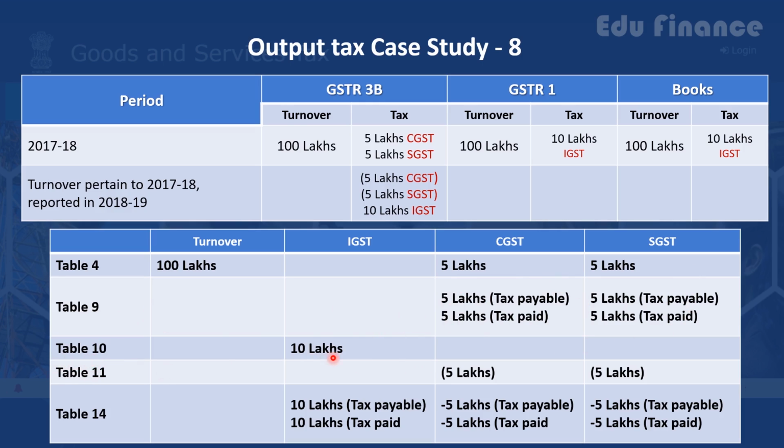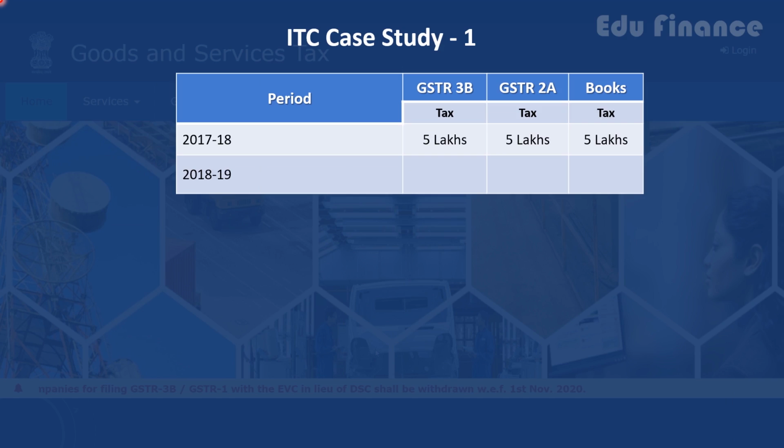Then under Table 10, rupees 10 lakh IGST shall be reported. Under Table 11, 5 lakh of CGST and SGST shall be reversed. Accordingly, tax payable and tax paid shall be shown in Table 14. Now we are moving to ITC related case studies.